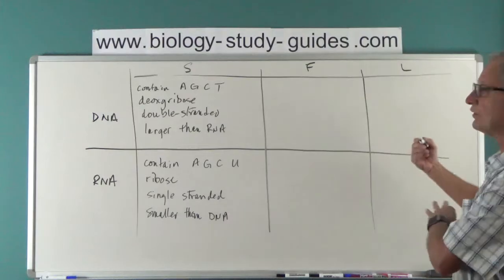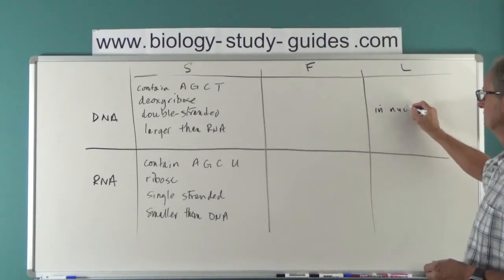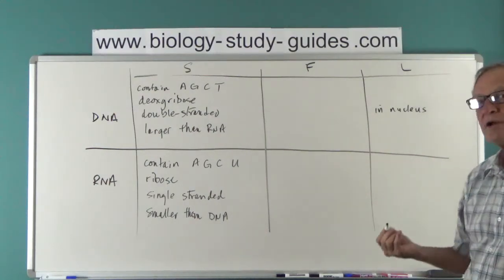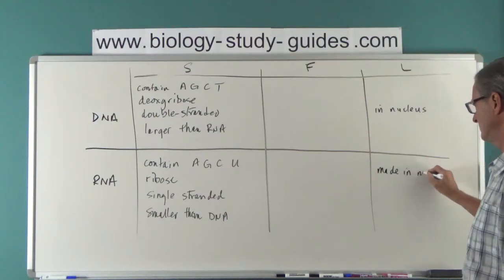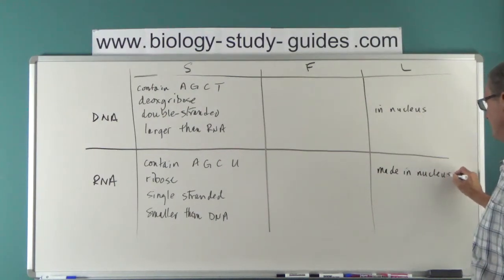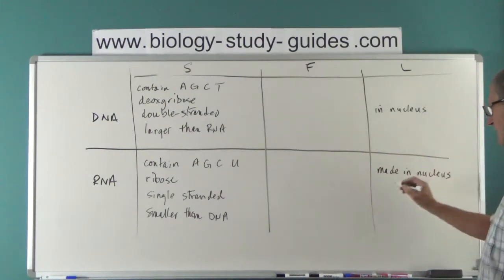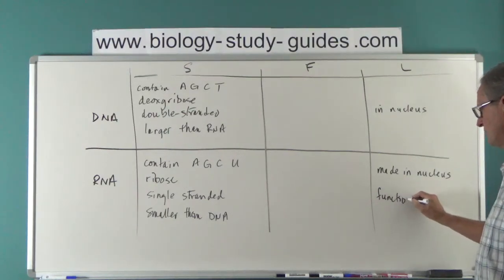I'm going to go over here to location. These are in the nucleus. The chromosomes are always in the nucleus. RNA is made in the nucleus. And you could get that off the diagram I just erased, where DNA makes RNA, but they actually function in the cytoplasm.